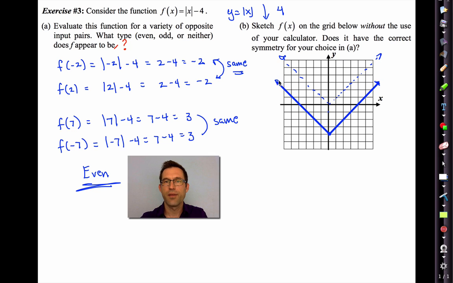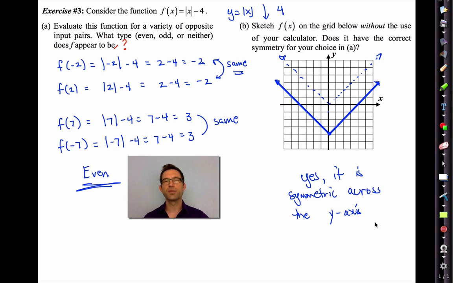Right. And the answer is yes, it is symmetric across the y-axis. All right, simple enough, symmetric across the y-axis.